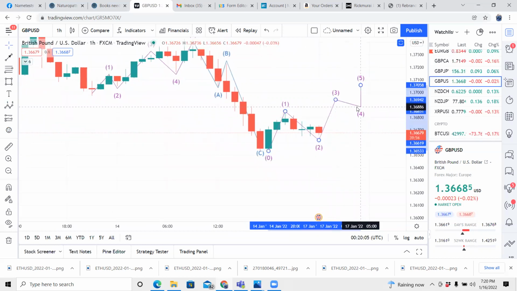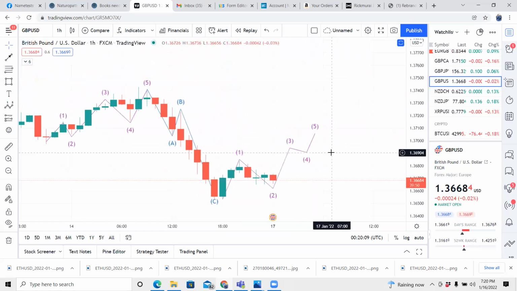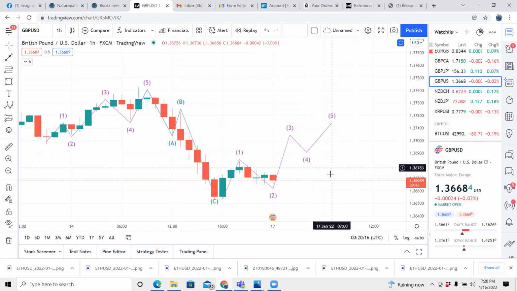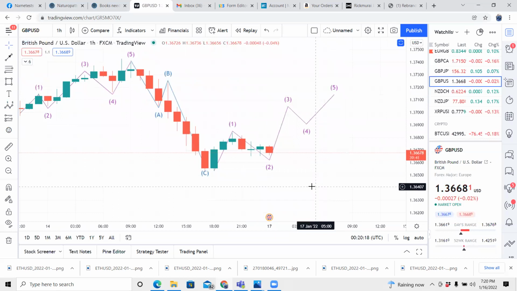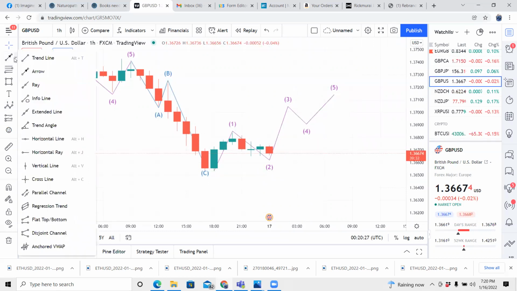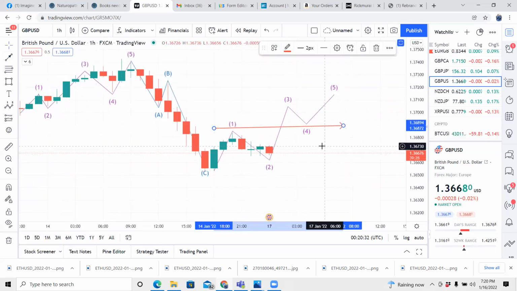Well, 4 can't be inside of 1, so let's move 3 up, and then 4 is not in 1's zone, and then 5. That's what we should be looking at right there, guys. Perfect. Personally, what I'd be waiting for is a green candle to come right around this area to look for my entry. Green candle hits here, and that's what I'd be waiting for.